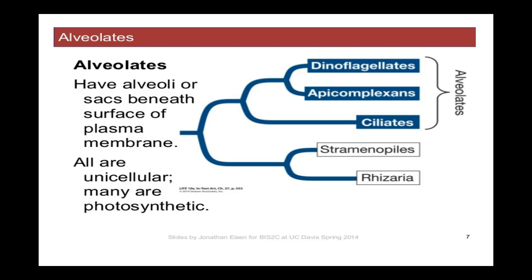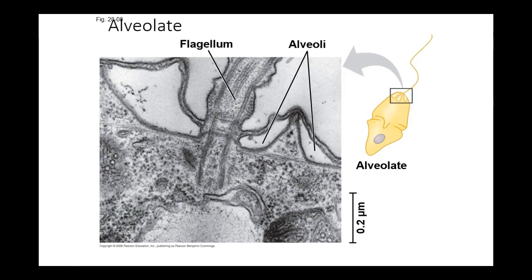This is the next of the SAR supergroup. It's the A in the SAR supergroup. We just finished with the S. And here you can actually see that alveolar sac. They also have a large flagellum, with regard to using oxygen or gases of some sort.